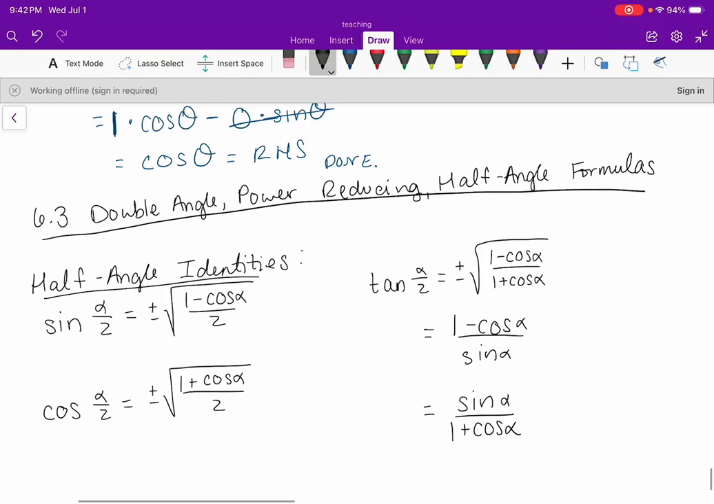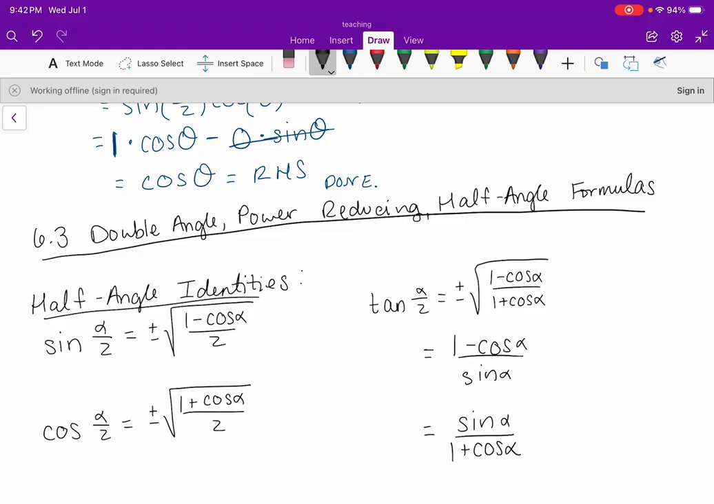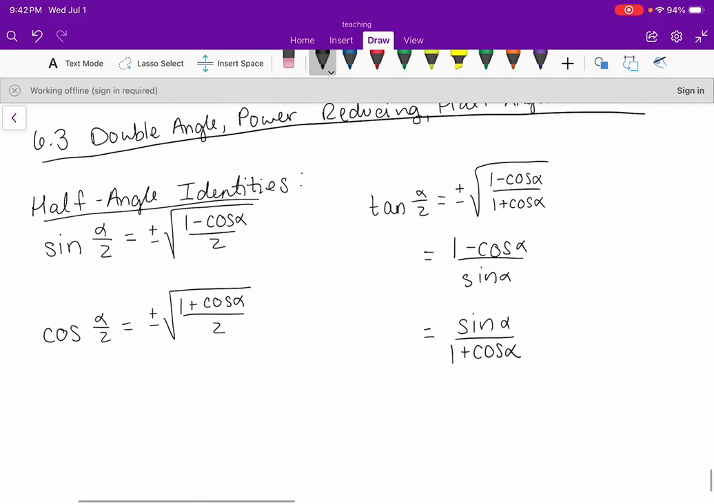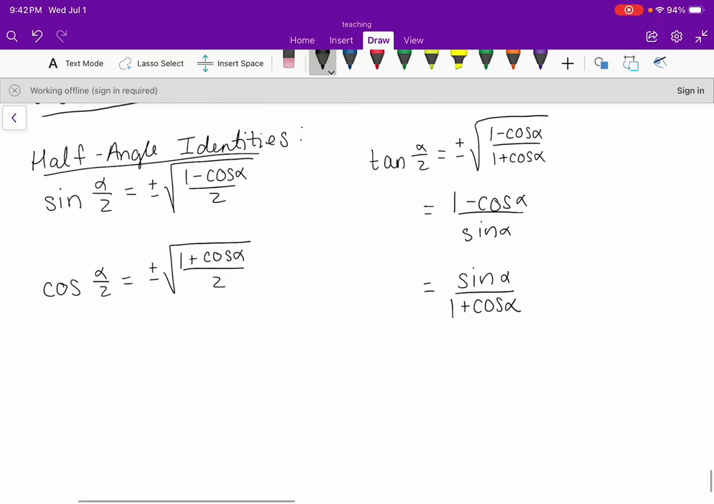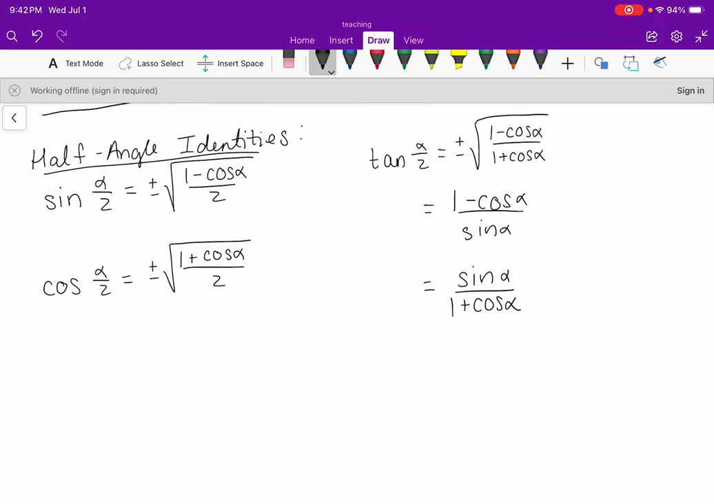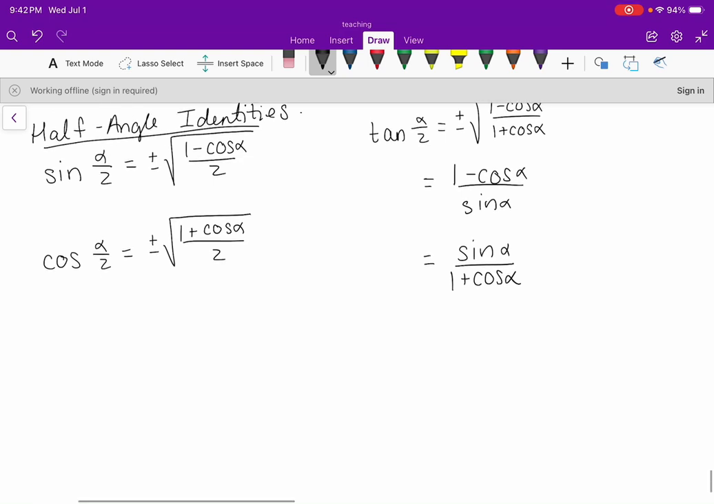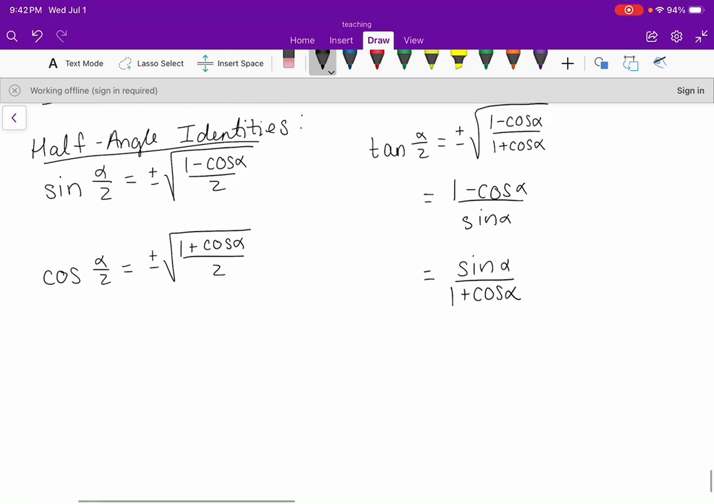The other identities that we're going to look at, the double angle and the power reducing, those aren't really used for that kind of problem. So that's why I want to start with the half angles, because those are used for the same kind of things that we did in the last section. So just a reminder as well that I do have these on the identity sheet, so you do not have to memorize these.